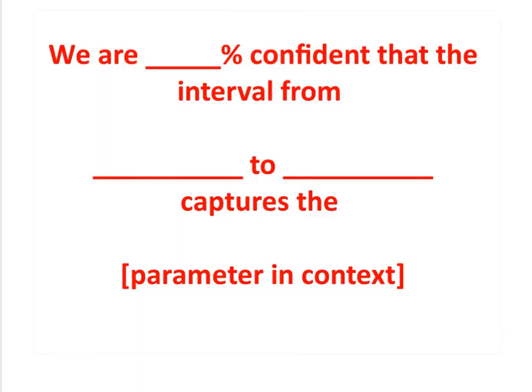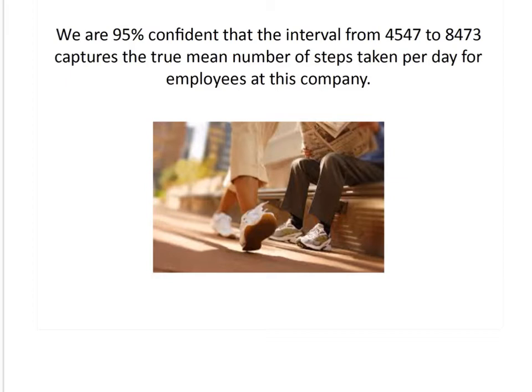Another way that we talked about, just to review from class, says we are blank % confident that the interval from blank to blank captures the, and then this is where you include your context. So if I were to put context to this template, it would say we are 95% confident that the interval from 4,547 to 8,473 captures the true mean number of steps taken per day for employees at this company. So there's two ways of interpreting. Kind of choose your way and stick with it. You can choose either way of interpreting you want and stick with that way.